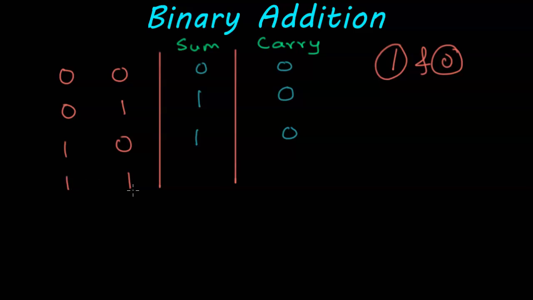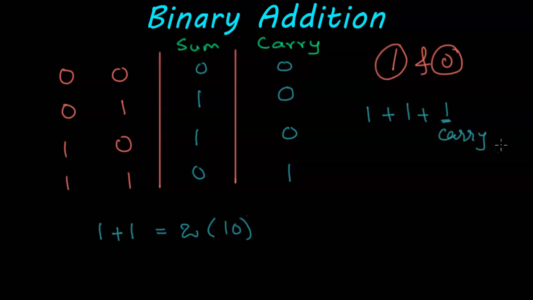However, when we add 1 and 1, in decimal number 1 plus 1 is equal to 2. And 2 in its binary form is 1, 0. Hence, 1, 0. Another thing that we need to take care of is if it's 1 plus 1 plus 1, where this 1 is basically my carry. So in the decimal form, we have 1 plus 1 plus 1, which is equal to 3. And 3 in its binary form is written as 1, 1. Hence, if we have 1, 1 and 1 as carry, then the answer is going to be 1, 1.